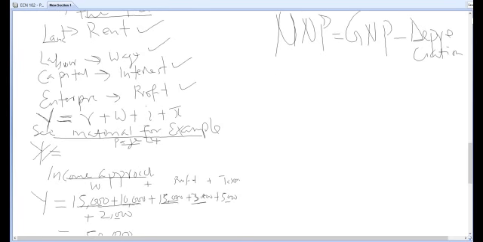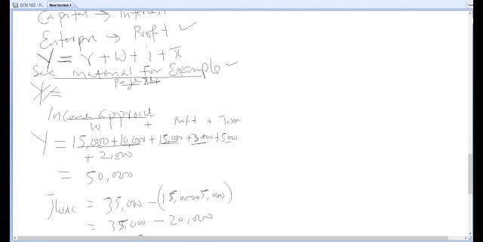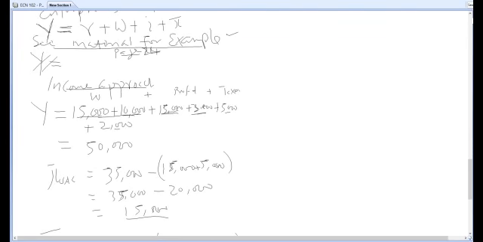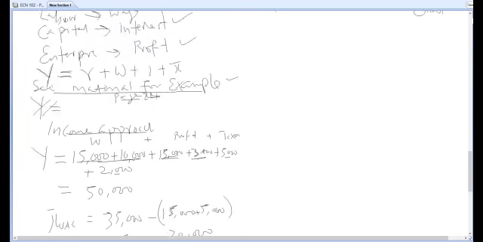Now, let's look at the next one, which is the output approach. This one I have as number one on the list here, the output approach. I have a little example for the output approach below here, following the output approach.